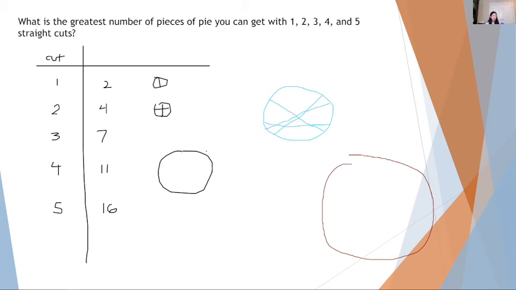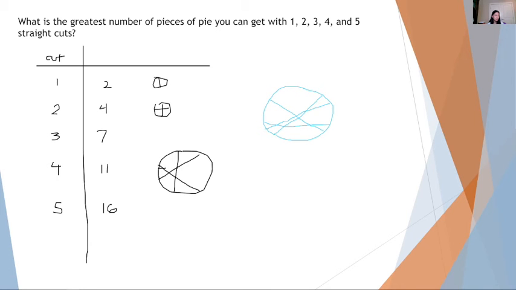The key here is to make sure that your next line intersects all your other previous lines. Because as we saw before, the more intersections you have, the more pieces you get. So for instance, we have our first line here. Our second line, we wanted to intersect that first line. Our third line, we want to intersect all of those two previous lines. And for our last one, we wanted to intersect all 3 of those lines.